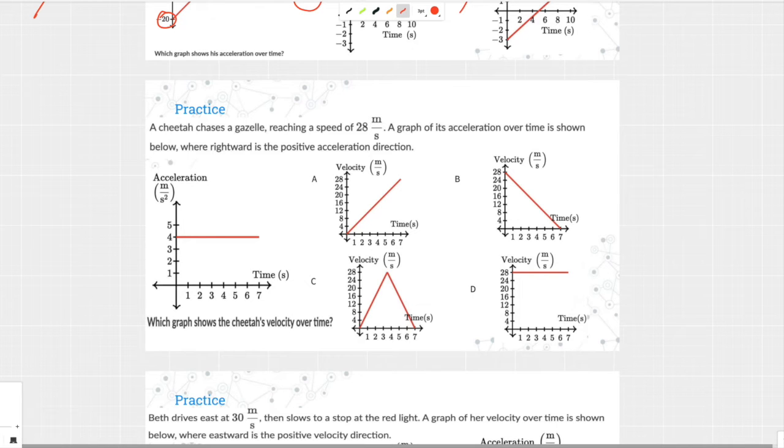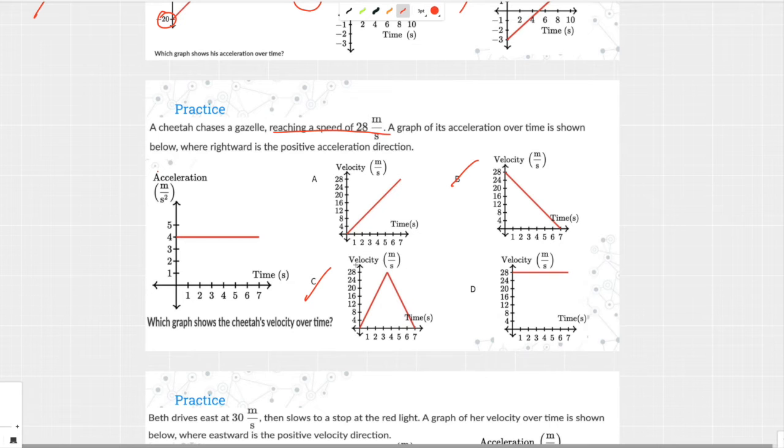Another similar question. We're given acceleration first, and we have to figure out which one matches the velocity. So a cheetah chases the gazelle at 28 meters per second, and a graph is shown. So what shows the cheetah's velocity over time? So it reaches a speed of 28 meters per second. So the end speed is going to be 28 meters per second. This one works. This one does not work. This one does not work. And this one might work.